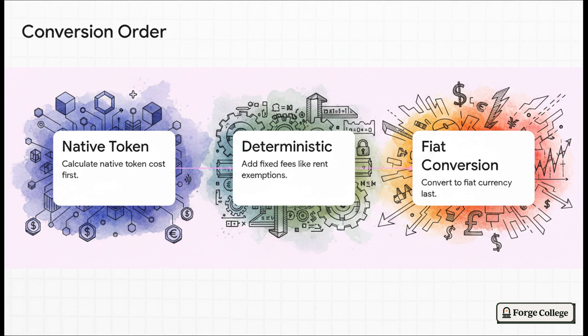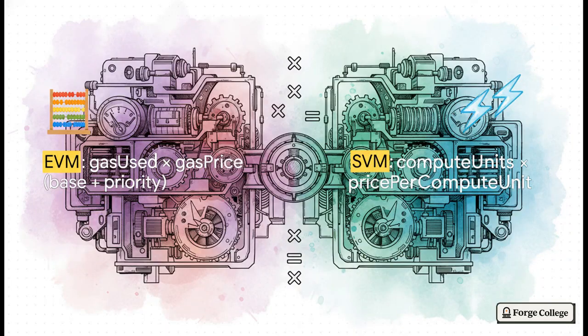Number 1, calculate the native token cost. Number 2, add in your deterministic extras, those fixed fees like rent exemptions or account creation charges. Only then, at step 3, do you convert to fiat currency. Why? Because fiat exchange rates are wild. By isolating that native token cost first, you're building a stable mathematical foundation that doesn't just instantly vanish the second the crypto market blinks. So let's look at the baseline math.